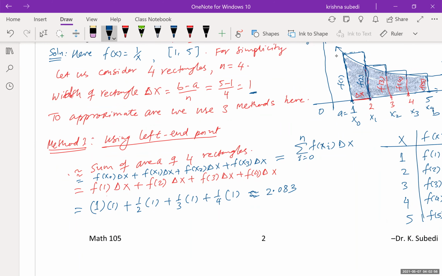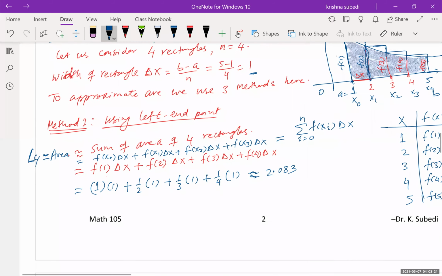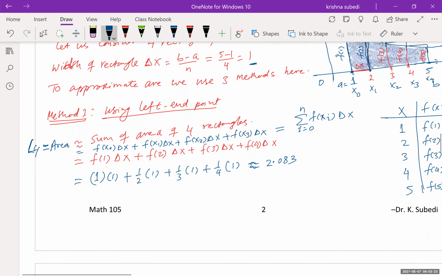Maybe I can write it this way: area is approximately, let us represent that by L4. L represents the left endpoint, we are using the left endpoint, and 4 represents the number of rectangles. So we are approximating the area using the left endpoint and considering 4 rectangles. So this is L4. That's the standard symbol that we'll be using. Okay, so that's the answer.